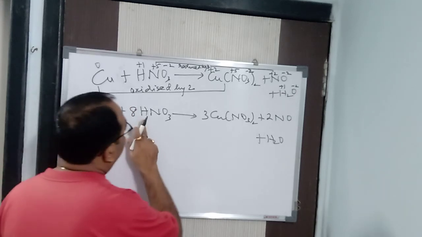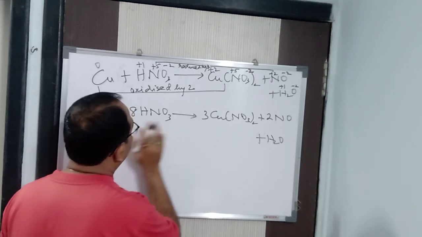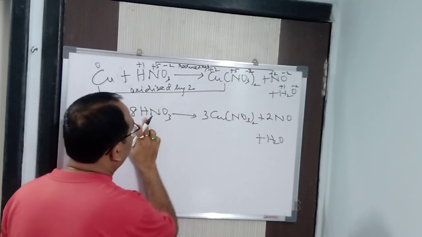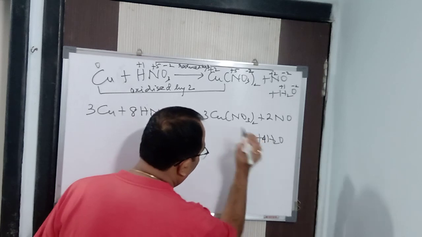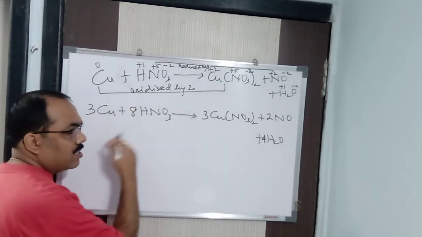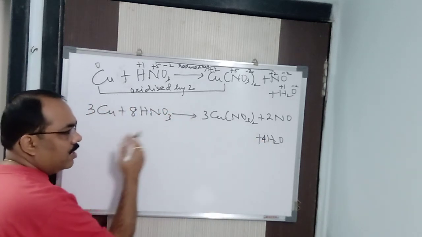So next, you can see nitrogen is balanced. Now, how much hydrogen is there? 8 here. So definitely I have to put 4 H2O here. Now, what is that? I am doing it by the hit and trial method.